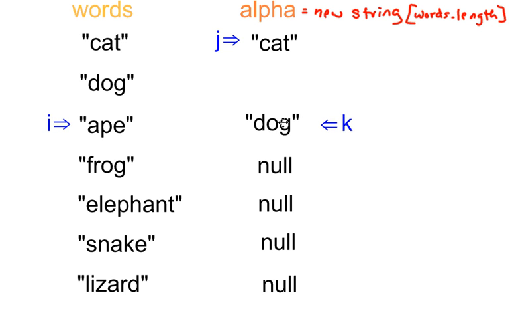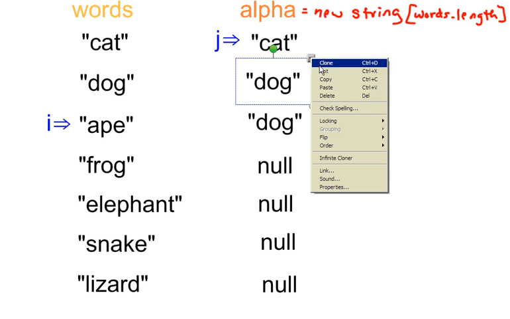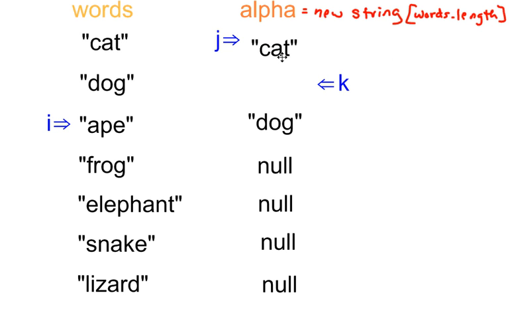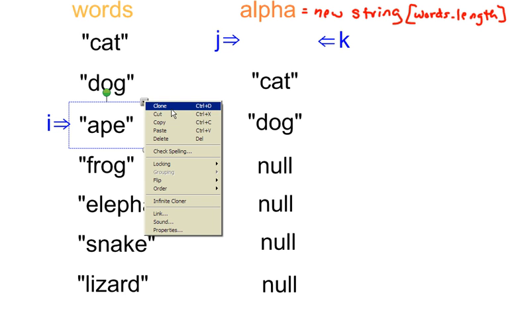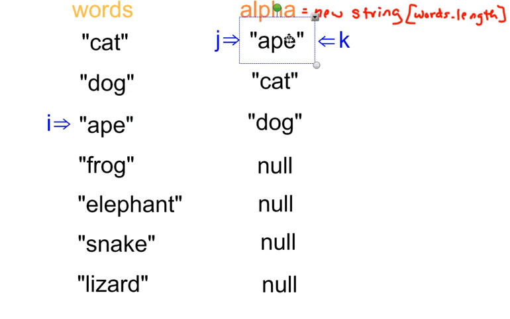And actually, let me do this. Technically, what happens, let me clone this. Dog is actually here, so we have two dogs for a moment. And then I move k up here, and I'm going to get rid of this one. And cat gets moved down here. So alpha[k] becomes alpha[k-1] again. And then when k comes up and k is equal to j, that means I'm up to the one which I want to move into there, which is ape. And I'm going to put ape right in there.